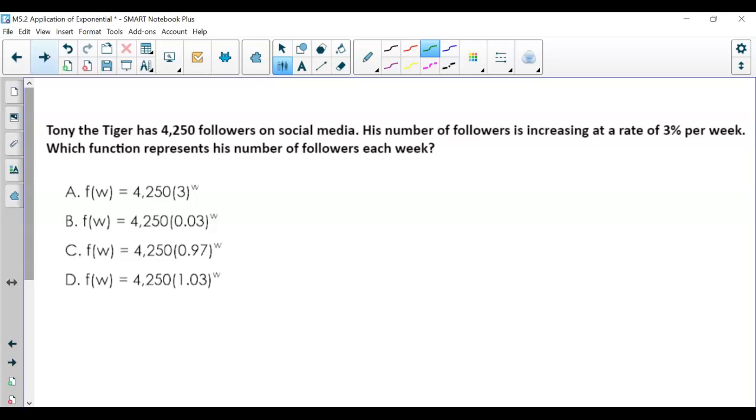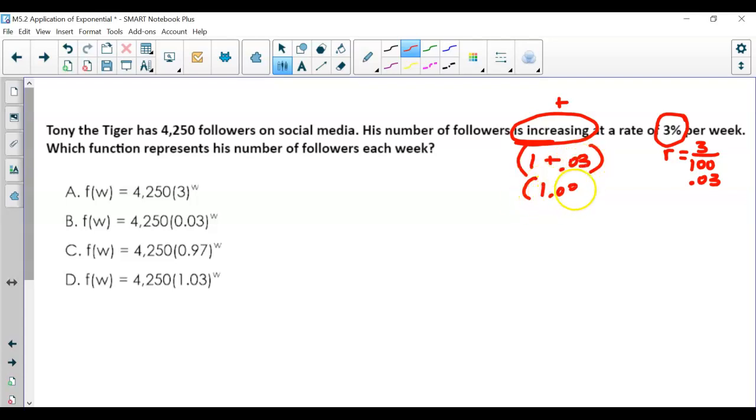And then the last you try. So go ahead and pause the video and try this on your own. And here we go. So you should have noticed we're talking about increase. So this is a growth where you would add the percentage, right? So this is 1 plus the 3%, not 1 plus 3, right? So this is 3% or 3 out of 100, which is 0.03. So here our base would be 1 plus 0.03, which is 1.03. That's why the answer here is D.